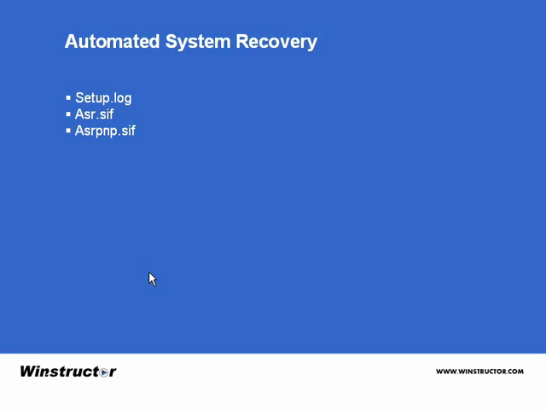And finally, we have the asrpnp.sif file. This contains information about any plug-and-play devices that you may have in your server. And that's it. As you can see, the disk itself is pretty basic, but that's really all it needs to be. Anything else you need to get your system up and running to the point where you can start a restore from is on the Windows 2003 CD. This ASR disk just contains your server-specific information.